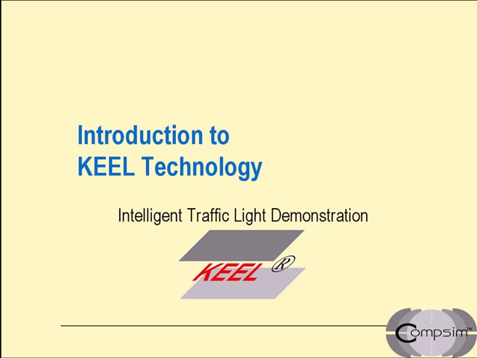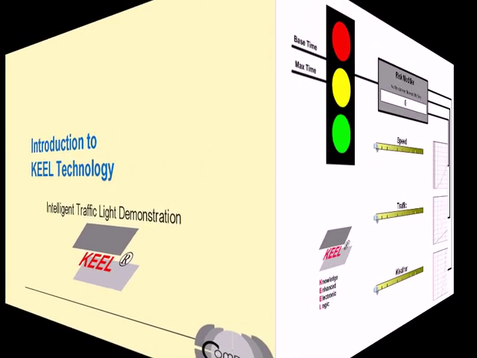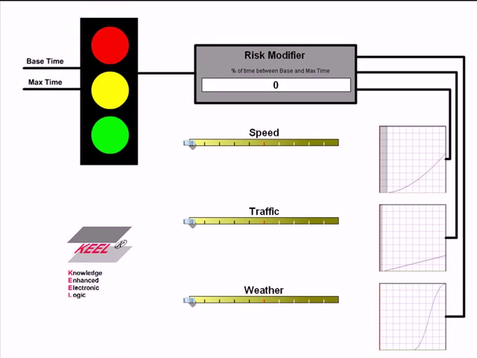This movie continues our introduction to KEEL technology by demonstrating the use of KEEL in a real-world application, in this case an intelligent traffic light. This simple demonstration shows how three analog sensors can easily be integrated into a cognitive model that can be deployed in a simple device. In this case, we are accumulating three risk factors and controlling the length of time that the yellow light will remain on.